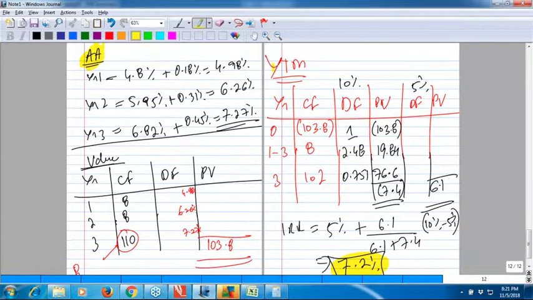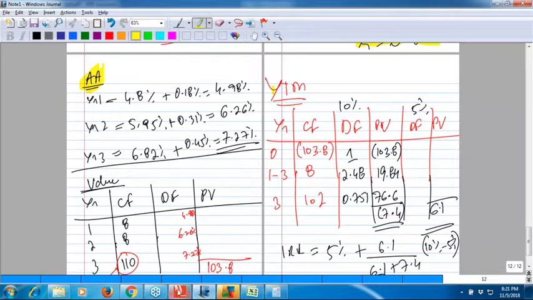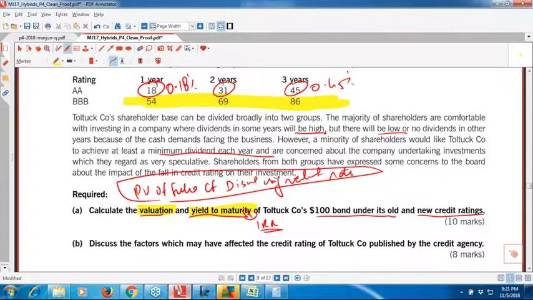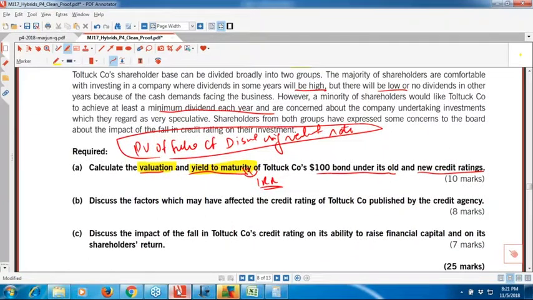Is that okay? So basically, the question's requirement was to calculate the valuation and yield to maturity of the Toltec company's $100 bond under its old and new credit rating. We established it using the old credit rating, and you have an idea of how to calculate using the new credit rating. It's simple: you have to estimate the yield curve for BBB by using the appropriate credit spreads for the BBB. Is that okay?